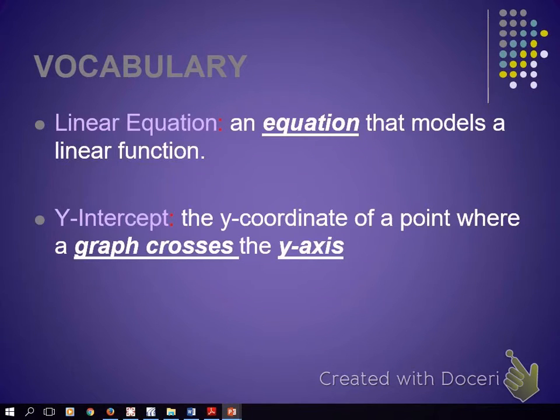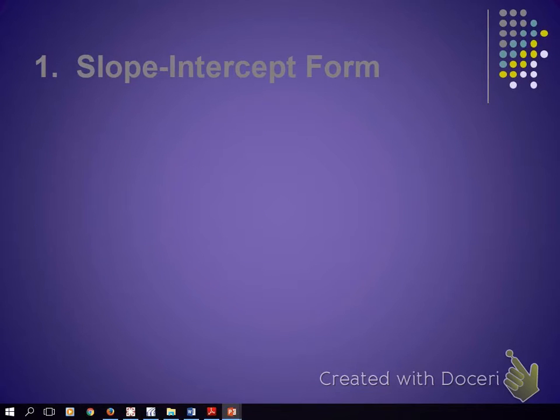And lastly, the y-intercept. The y-intercept is the y-coordinate of a point. So it is a point. The y-intercept is a point, but we talk more about the y-coordinate. But it's a point where the graph crosses the y-axis. And we're going to talk about why we discuss only the y-coordinate when we talk about the y-intercept in just a second. Okay? All right.